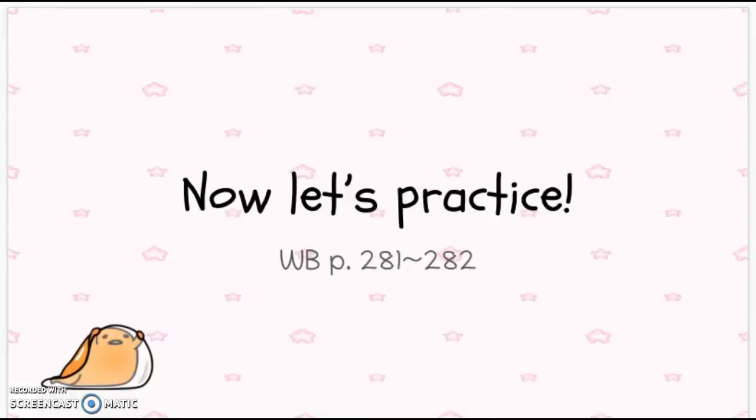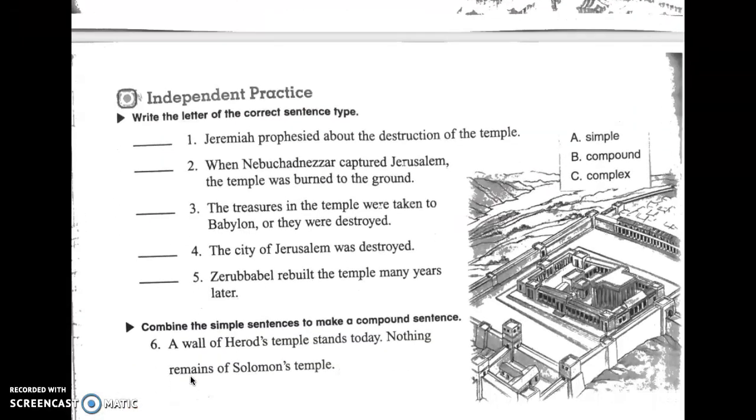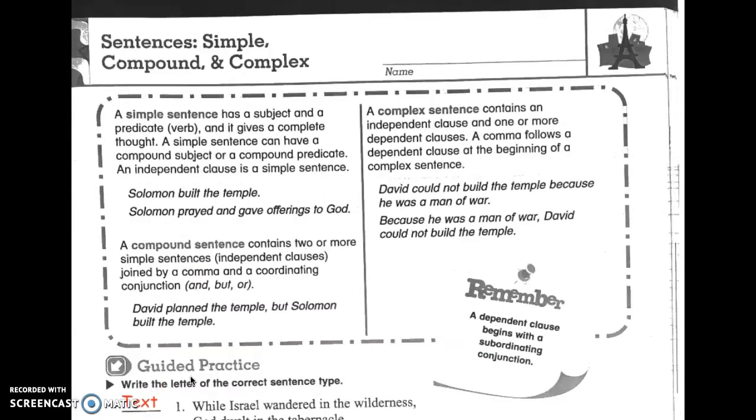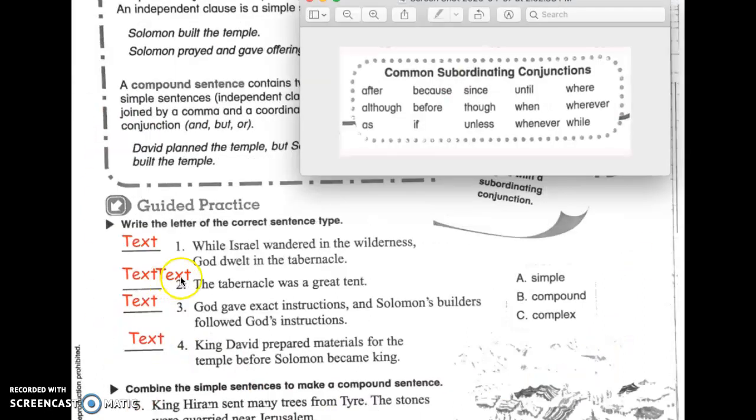Okay, you'll need your workbook pages 281 and 282. As always, we'll do the guided practice together, and the independent practice you will do independently. If you would like, please pause this video and take a moment to read this top chart as well. And these are our common subordinating conjunctions for if we need to look back at it.